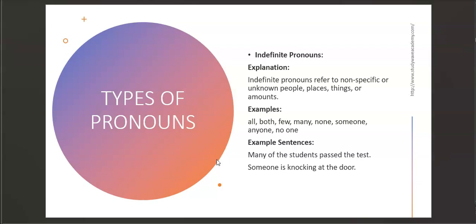We don't know how many students passed the test, okay? Then we have someone is knocking at the door. We don't know who is knocking. Maybe it's your uncle, maybe it's your aunt. So someone is knocking. It's just anyone random, okay? So they're called indefinite pronouns. So don't forget about that. And we have all, both, few, many, none, someone, anyone, no one. These are the examples of the indefinite pronouns we have.